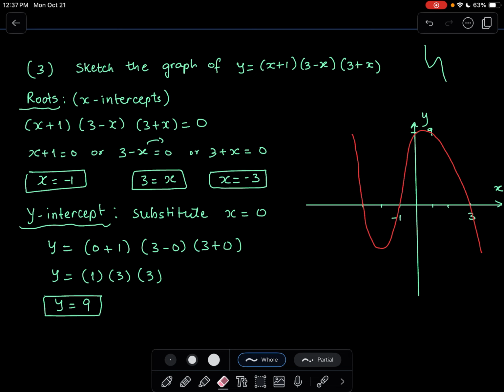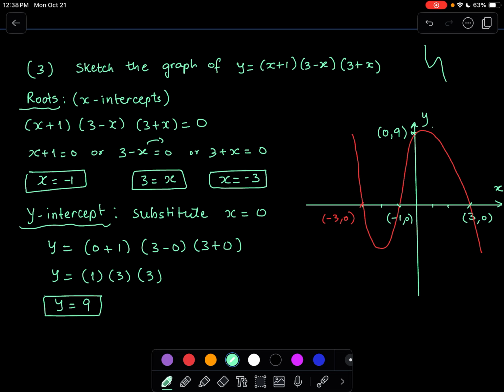So I would rewrite this as, the coordinates over here would be -3, 0, -1, 0, 3, 0, and that would be the y-intercept. Let's rewrite it as 0, 9, right?